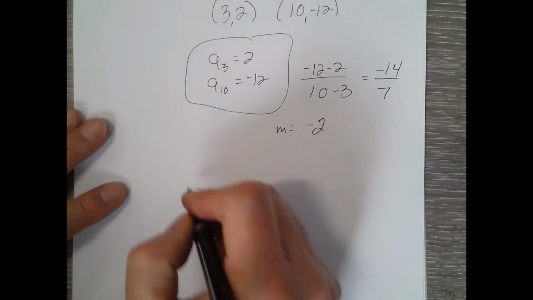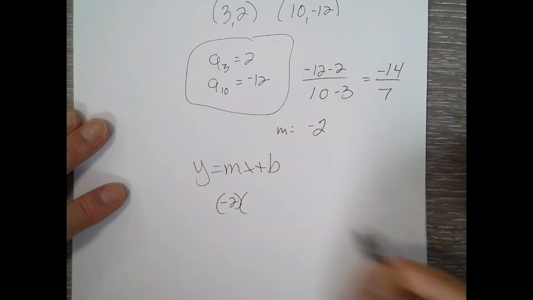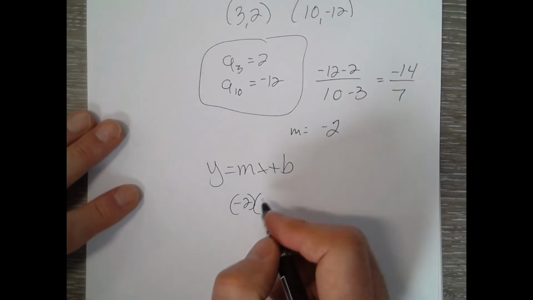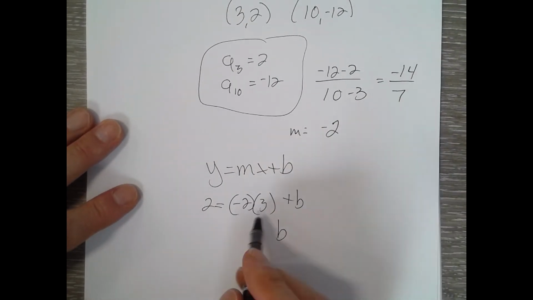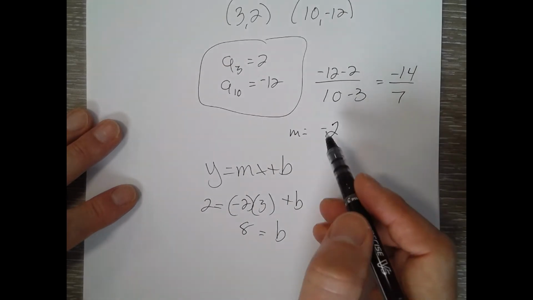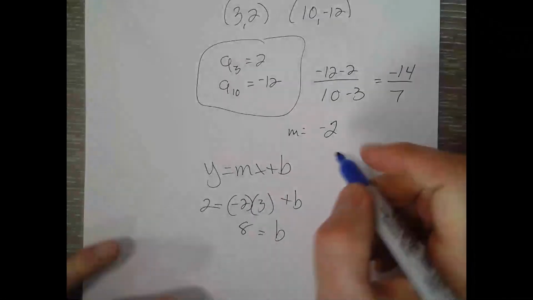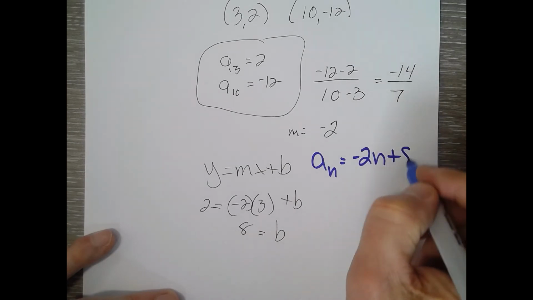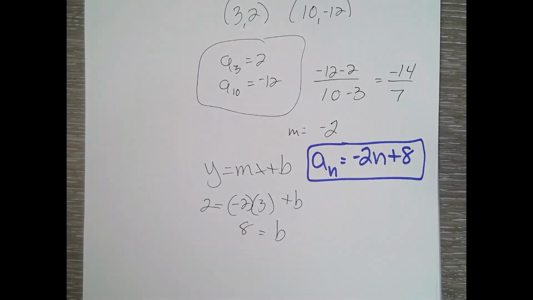So y equals mx plus b. My slope is negative 2. For my x and y, I'll choose (3, 2). So if I add 6, I get 8. So I have my y-intercept and my slope. So my nth term would be negative 2n plus 8. We got that correct.